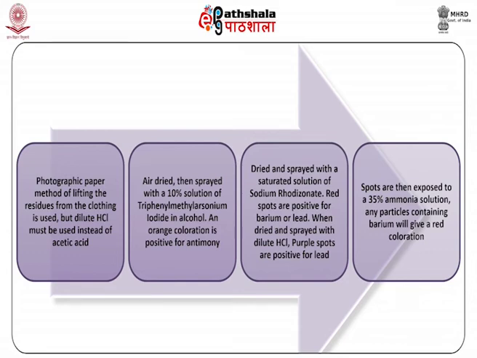Then it is dried and sprayed with a saturated solution of sodium rhodizonate. Red spots are positive for barium or lead. When dried and sprayed with dilute HCl, purple spots are positive for lead. If the spots are then exposed to a 35% ammonia solution, any particles containing barium will give a red coloration.